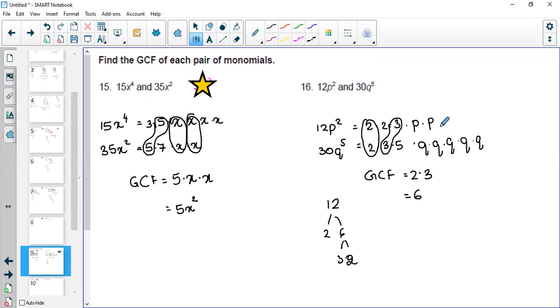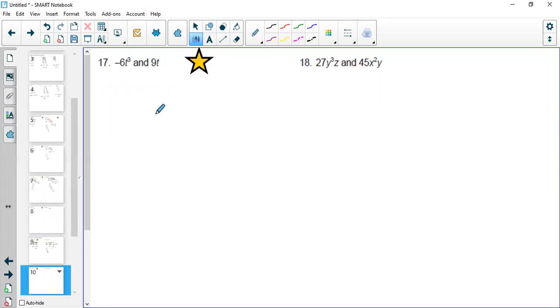Because P is different from Q, so you cannot take any common variable there, right? So 2 multiplied by 3 is going to give you a 6. Right, let's move ahead and check this.